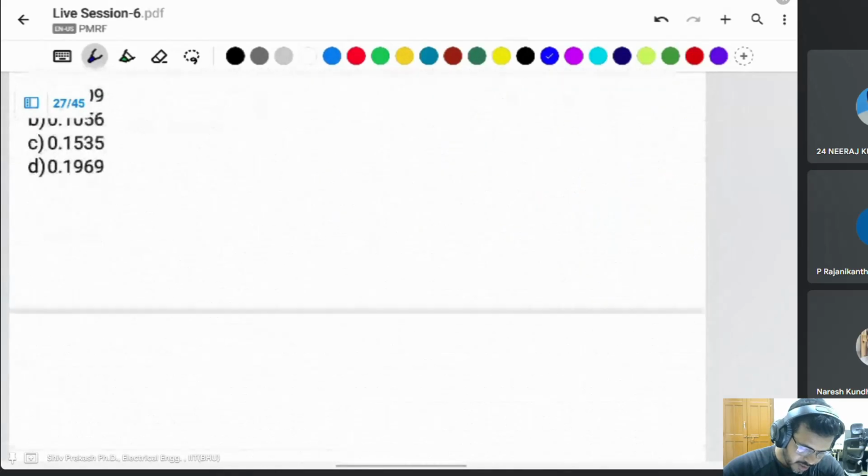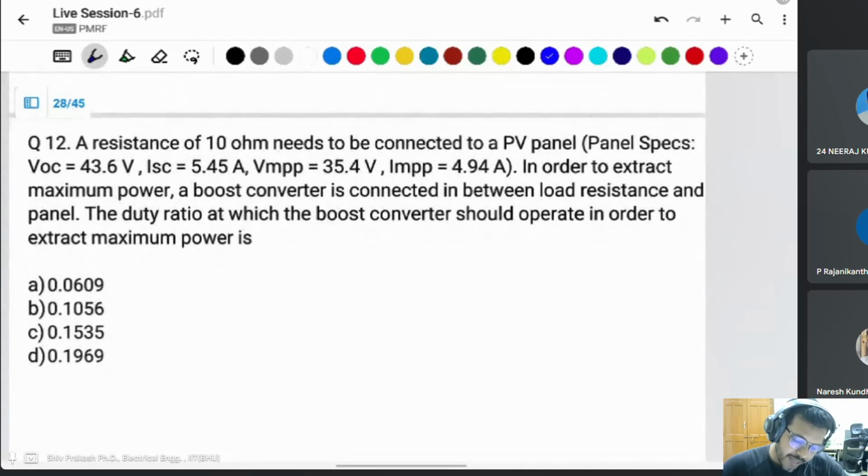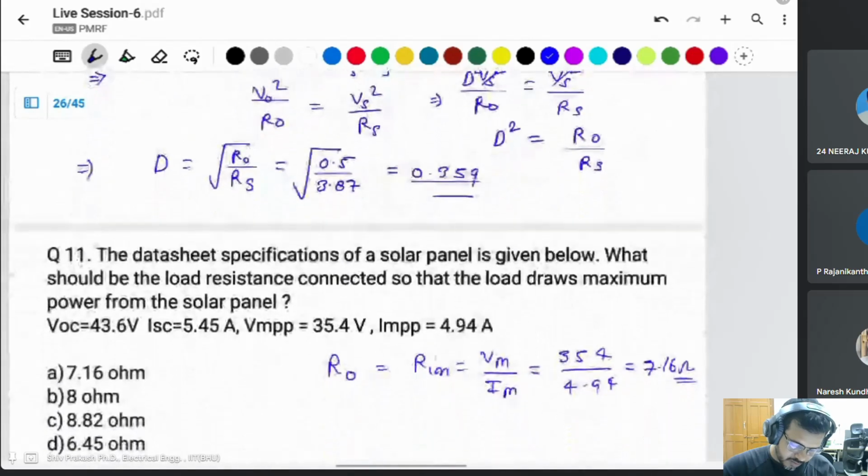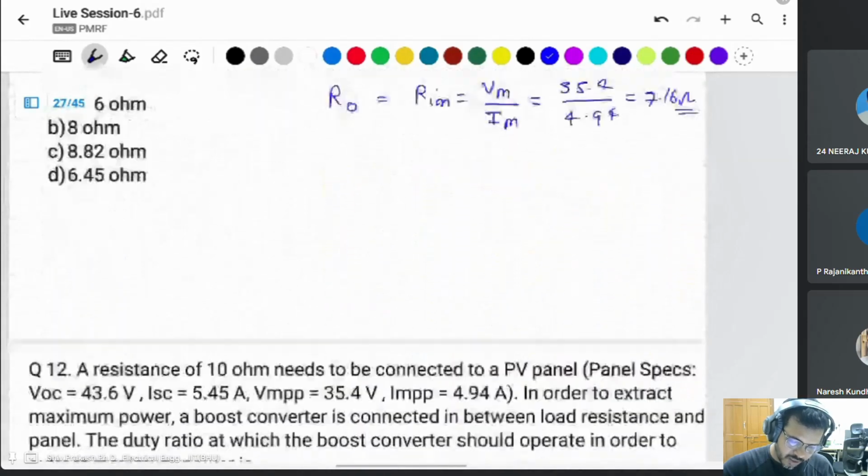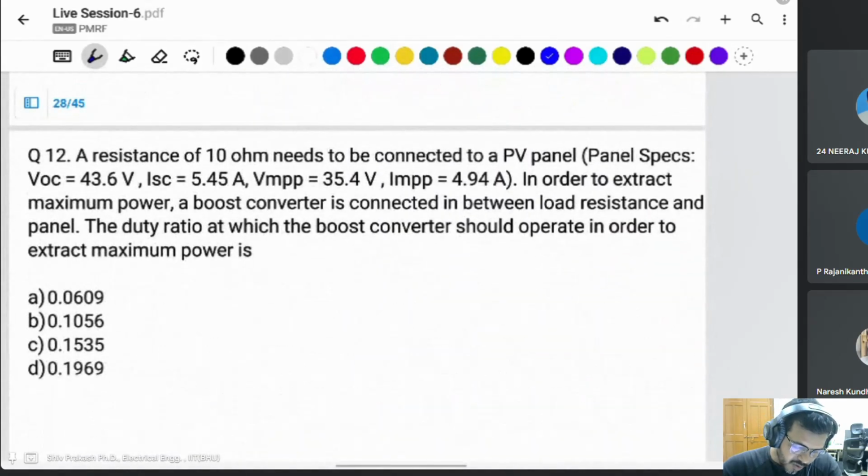Question 11 is completed. Next, a resistance of 10 ohm needs to be connected to a PV panel. Panel specification is given. Output open circuit voltage 43.6. Sorry, I think it's the same data as the previous question. In order to extract the maximum power, a boost converter is connected in between the load resistance and the panel. What duty cycle should the boost converter operate at in order to extract the maximum power?